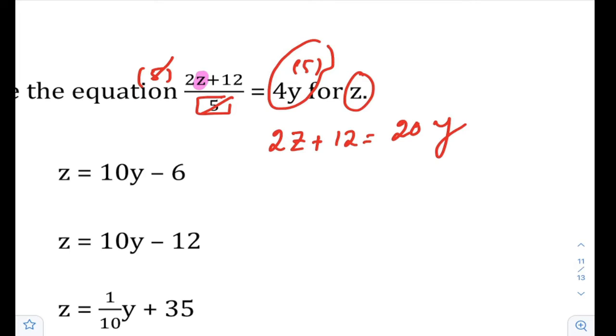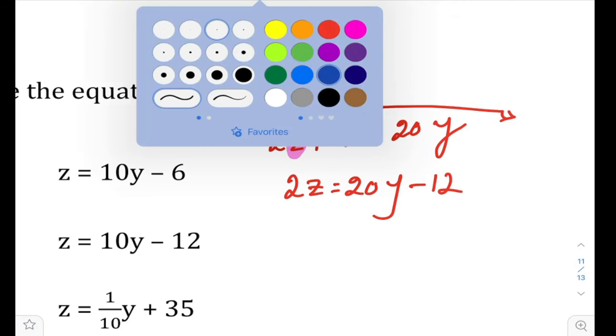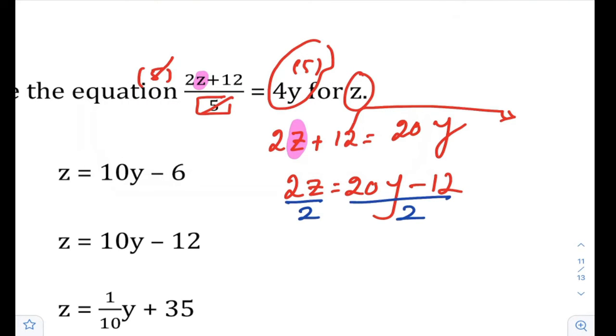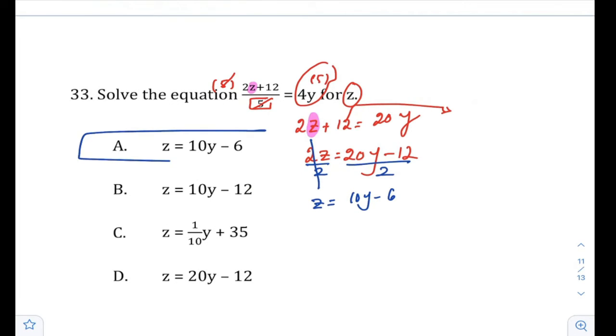Now again, you need Z alone. So kick the 12 to the other side. And now we want Z alone. So divide everything by 2. So Z equals 20y divided by 2, which is 10y, minus 12 divided by 2, which is 6. Which one is the correct one? It is A.